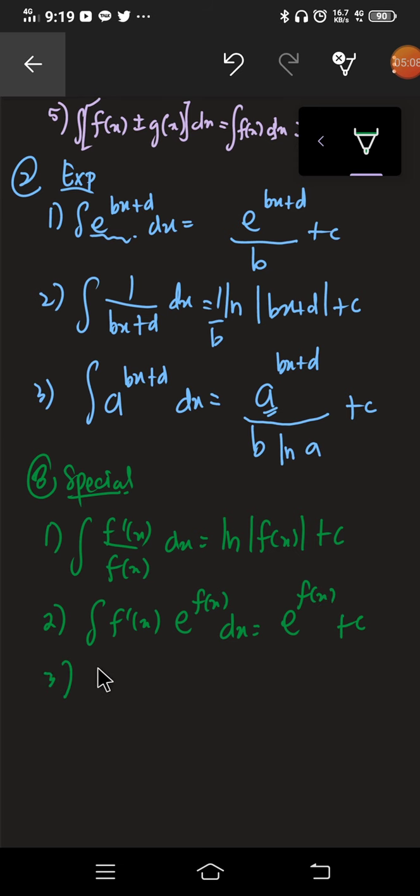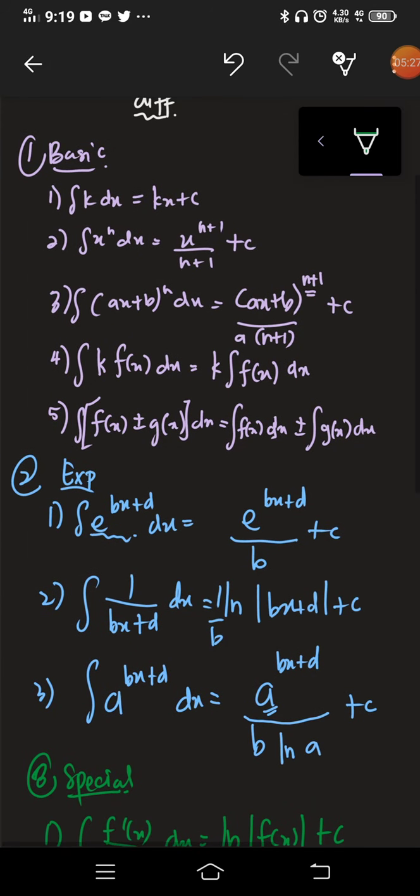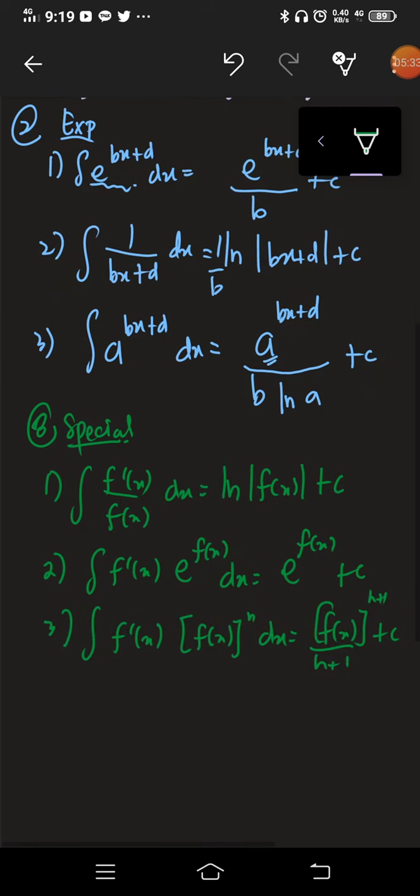And then the third one is integration of f prime x multiplied with fx all to the power of n with respect to x. So it will be fx to the power of n plus 1, divided by n plus 1, plus c. So what is the difference between this number 3 and the formula in the basic one? For the basic one, it should be only for linear, but for this one, this fx can be anything. Okay, so that is for the special one.